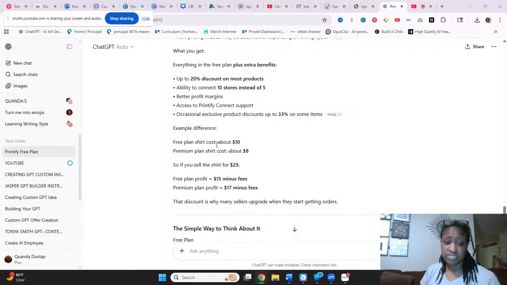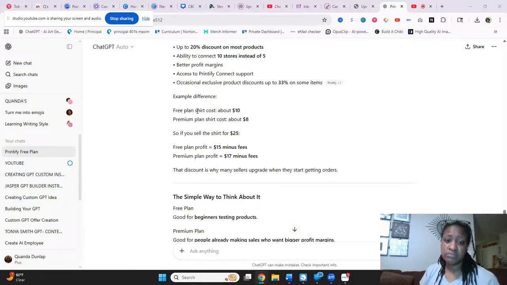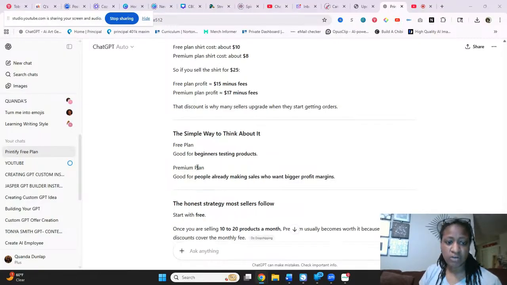Example difference: free plan, $10 for a shirt. Premium plan, $8 for a shirt. So if you sell a shirt at $25, free plan, that's $15 minus fees. Premium is $17 minus fees. Though you've got to account for the shipping, unless you have free shipping versus the customer paying for your shipping, which we'll talk about. So that discount is why many sellers upgrade when they start getting orders.